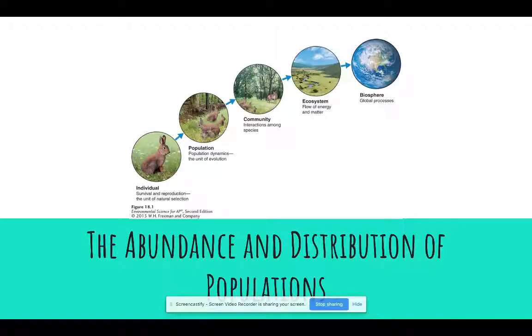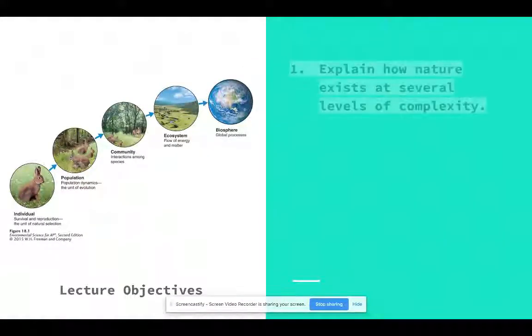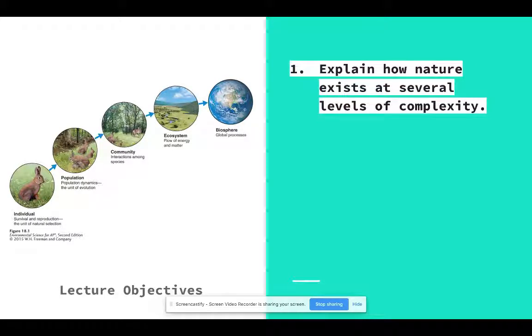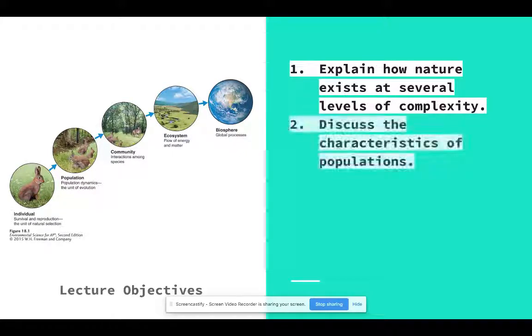Hey everyone, welcome to this lecture where we're going to look at not only how many organisms are in a population, but how they're distributed. The whole goal of this lecture is to look at these different levels of complexity, and you have that picture there on the left. We're going to delve into that in a little more detail as we move on, showing how we can study just an individual and then how that individual correlates in the entire biosphere.